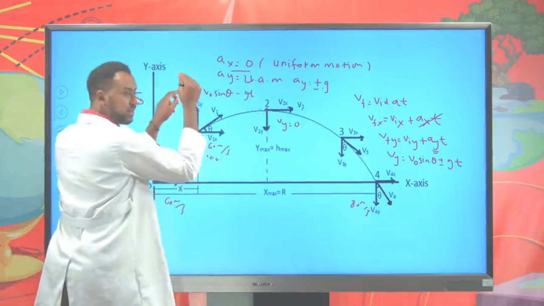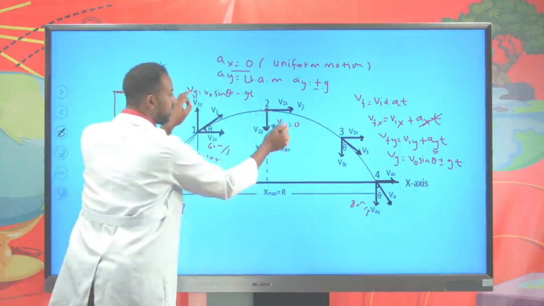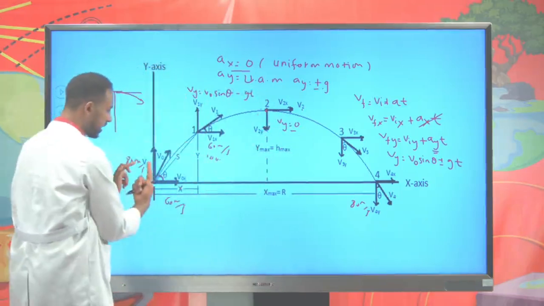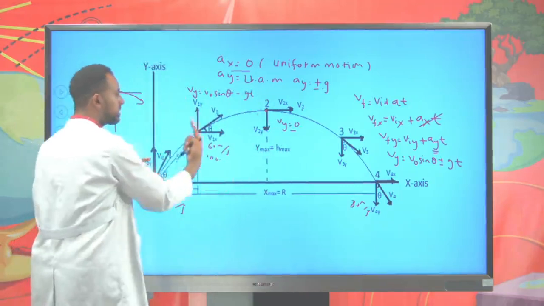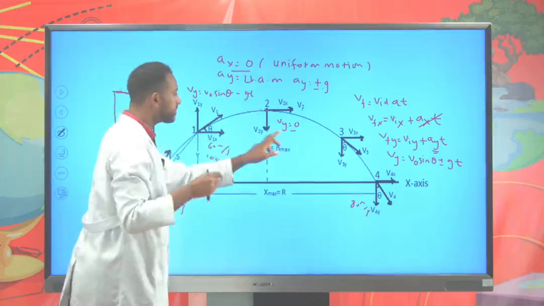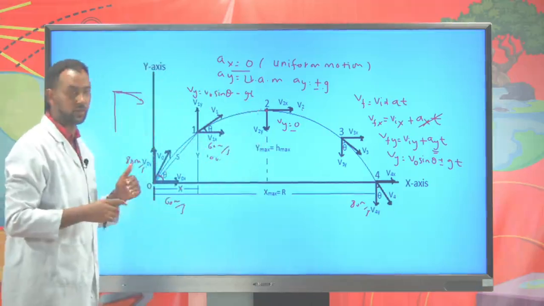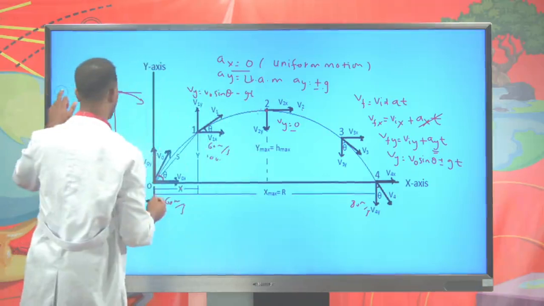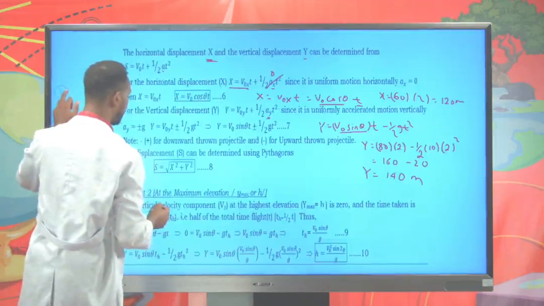And at its maximum height, the vertical velocity is 0. We have said that it is 80 at this moment, and for every second it decreases and decreases. While it reaches its maximum height, the vertical velocity component is 0. So we can substitute 0 here and find an equation.